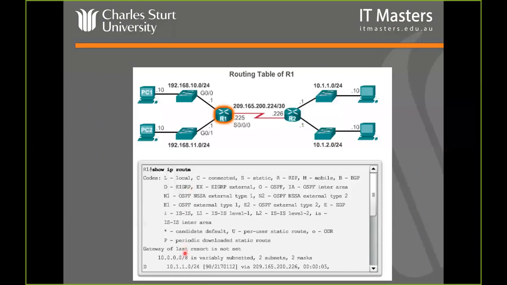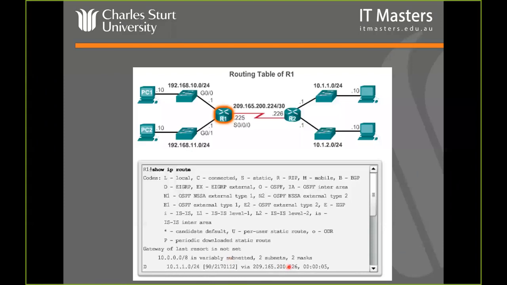And through EIGRP, it has learnt the route to the network 10.1.1.0/24, so 24-bit subnet mask. These two numbers here, respectively, the first number before the slash is 90, that's the administrative distance, so the trustworthiness of EIGRP. This second large, ridiculous looking number is the metric, which in normal circumstances, if you don't tweak it, is a combination of the bandwidth and delay of that particular interface.